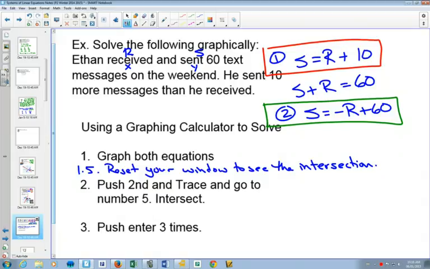For setting up your window on your calculator, once you've rearranged it to y equals mx plus b form, it's not bad just to get a sense of what this is going to look like. For our first equation, the red one, it's going to have a y-intercept of 10 and a slope of 1. And for our green one, it's going to have a y-intercept of 60 and a slope of negative 1.